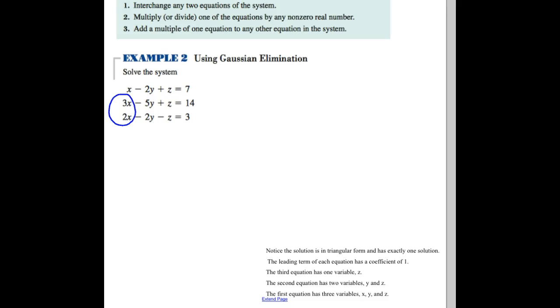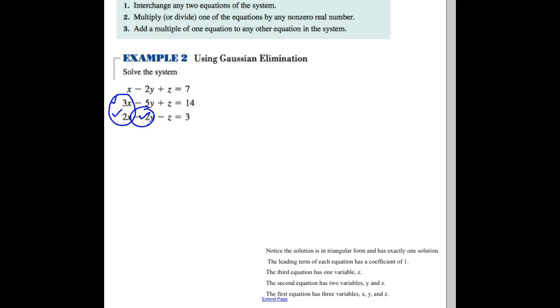If we are trying to get this in that triangular form, we don't want this x here, we don't want this x here, and we don't want this y here, right? Eventually, we want all of those to be gone, so we just have a 1x in the top, a 1y in the middle, and a 1z in the bottom. Okay? But we have to get rid of those two x pieces in equations 2 and 3 before we move to getting rid of this y in equation 3. Okay? You have to do it that way.